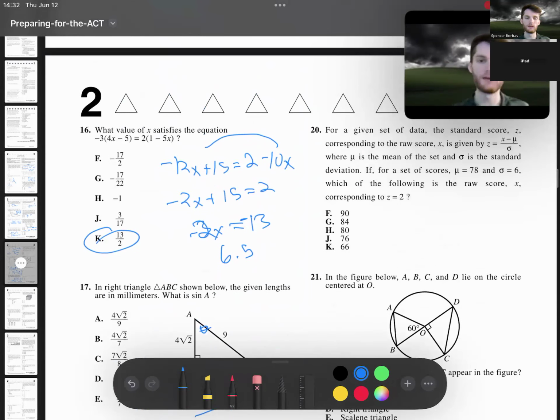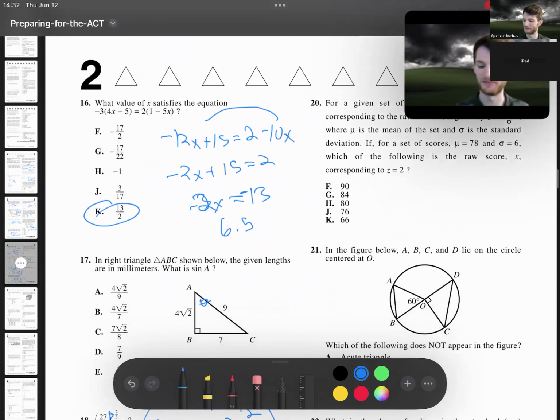I believe with the ACT, they give like a 15-minute warning, that there should be a warning before the end. I remember that. Maybe things have changed.